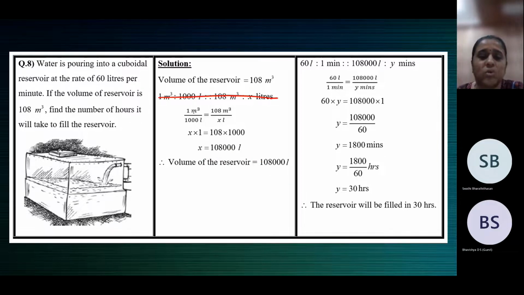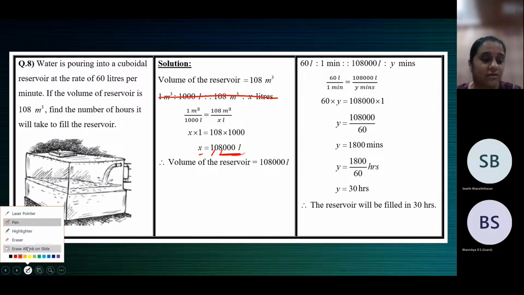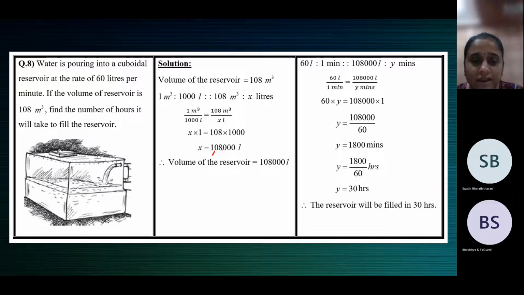You can write this: 1 meter cube, 1000 liters; 108 meter cubed, how many liters? X liters. So cross multiply. X into 1 is equal to 108 into 1000. So X into 1 is X. X is equal to 108 followed by 3 zeros, liters. So you can understand, 1,08,000 liters. Okay, that's really a huge volume.